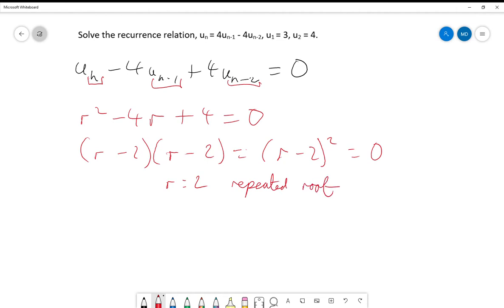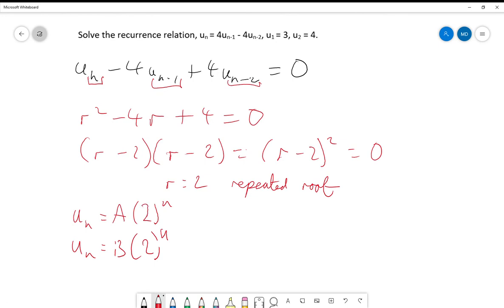Okay, now what happens here? Well, as we were saying before, this gives us two possibilities. We've got un is equal to a times 2 to the power of n, or un is equal to b times 2 to the power of n, except these are effectively the same. If I were to take the sum of these two solutions, they would just sum to one solution.